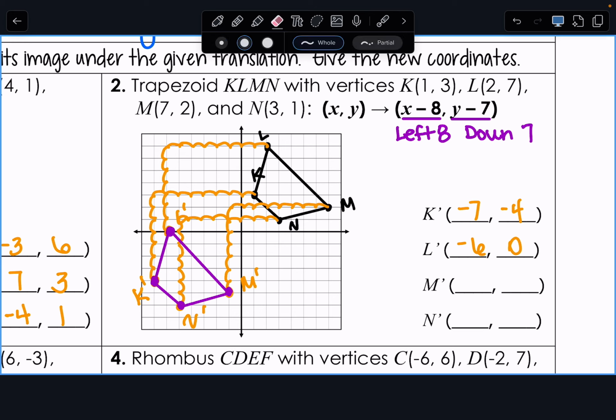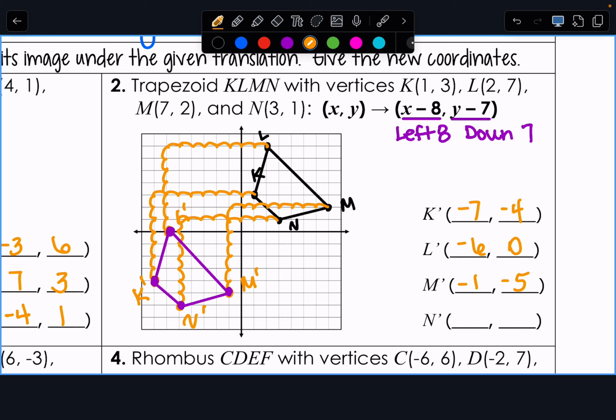So, is it 5? I think it's negative 5. For M? Isn't it? 2 minus 7? Yeah.